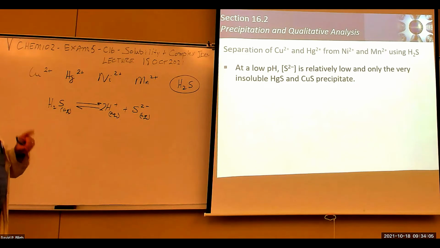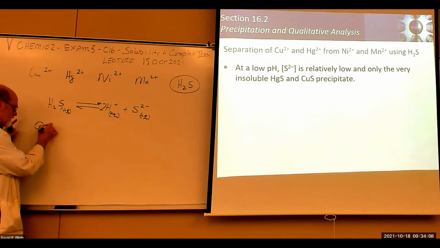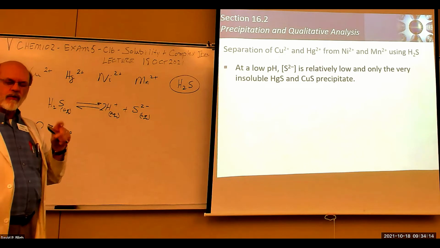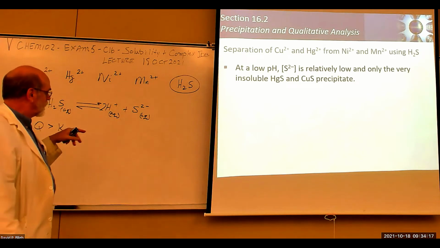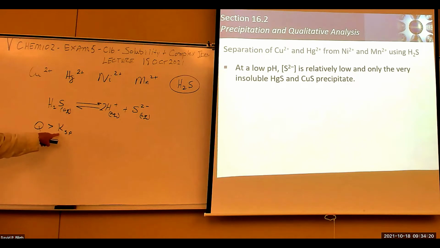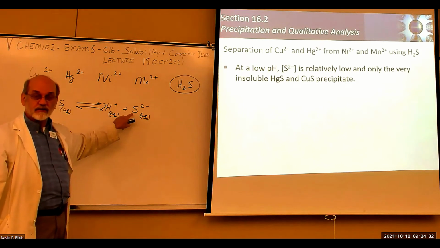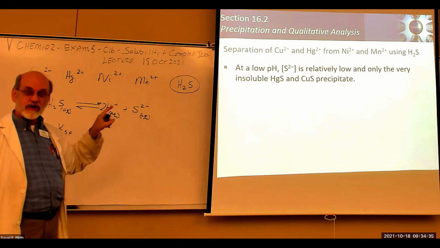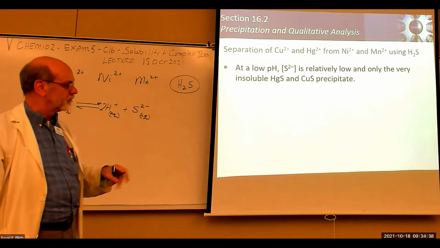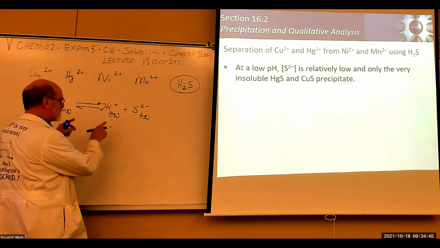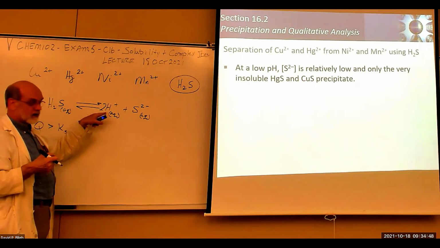Okay? But remember, the Q has to be greater than the KSP. So if we want to precipitate some of them, but not all of them, we find the ones where the KSP is going to be less than the Q. And in order to do that, we need the concentrations of this component to be very small. Right? Then you get the very insoluble ones first. And as it turns out, if you have a very low pH means lots of these. Right? Lots of those hydrogen ions.